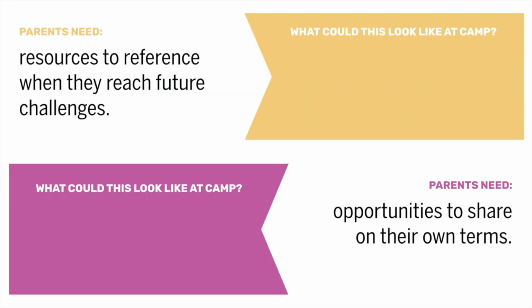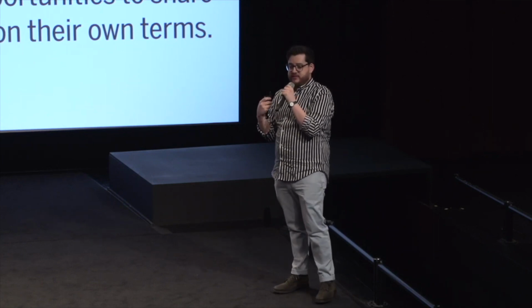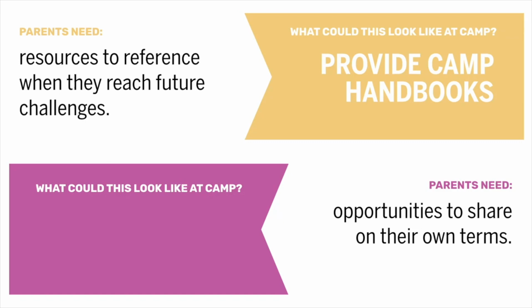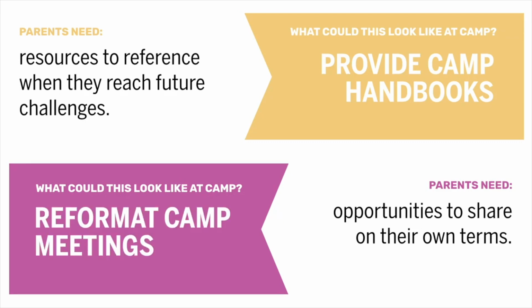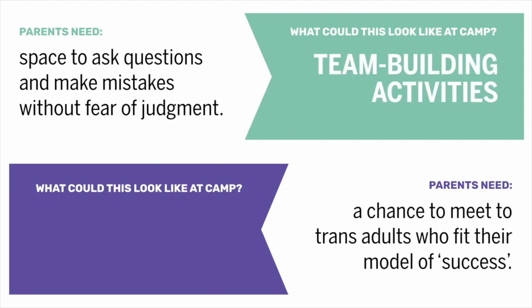And so with the help of these parents that I co-designed with, we started looking at the individual parent needs that we had defined and how they link to elements of summer camp. So parents need resources to reference when they reach future challenges. We're going to make some camp handbooks that they can reference in the future. Parents need opportunities to share on their own terms. Let's reformat camp meetings. Parents want space to ask questions and make mistakes without fear of judgment. Let's build a community and create a shared definition of what that trust looks like.